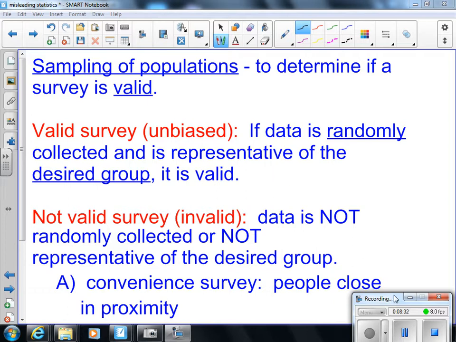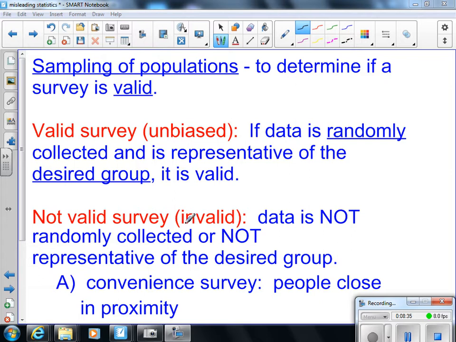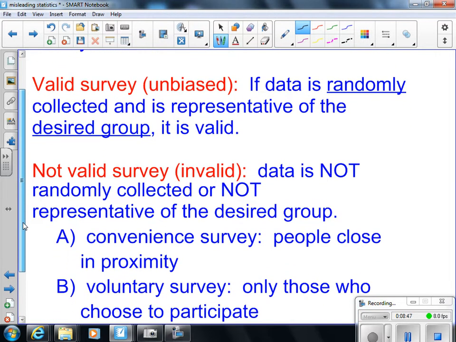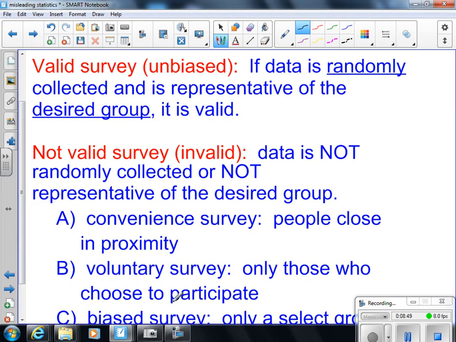Okay, so when is it not valid? Not valid, they call that invalid, or sometimes you might say it's biased. In other words, maybe the data is not randomly collected, or it's not representative of the entire group. So here are some things you want to look for. One is a convenience survey. In other words, you chose to just survey people close to you in proximity. Instead of going through the lunch line and surveying every 5th person coming through, I just do your class because it's convenient. That would be what I call an invalid or biased survey.